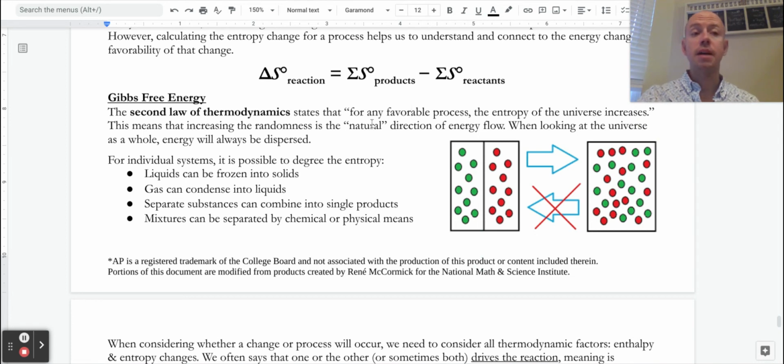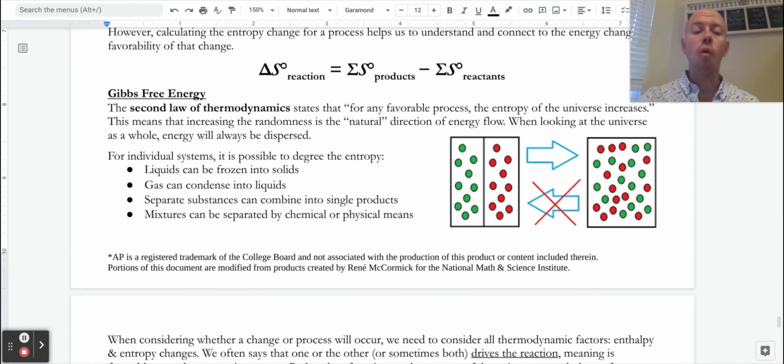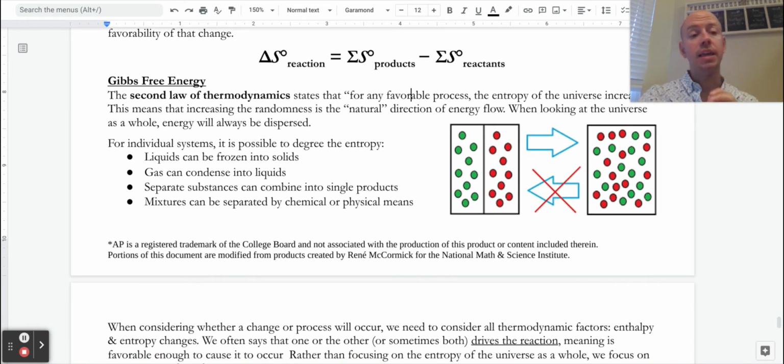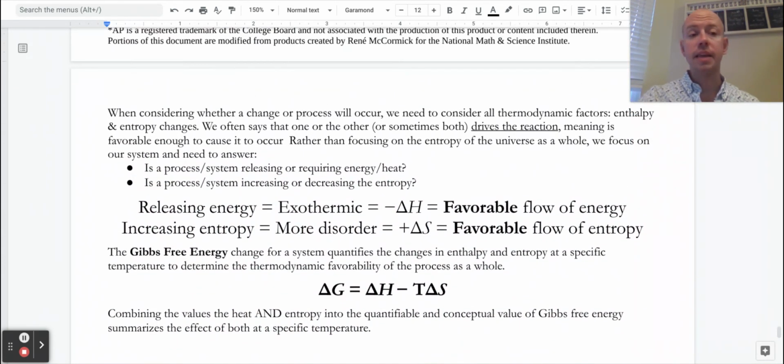Increasing the randomness of the universe is the natural flow of energy. And the only time that we would see a system go against that natural flow of energy is if we have a heat or an entropy change for our system that is actually more favorable. What we will see here is really something that we can do math with, we can do conceptual things with later, but we just want to understand that entropy is not the end of the story.